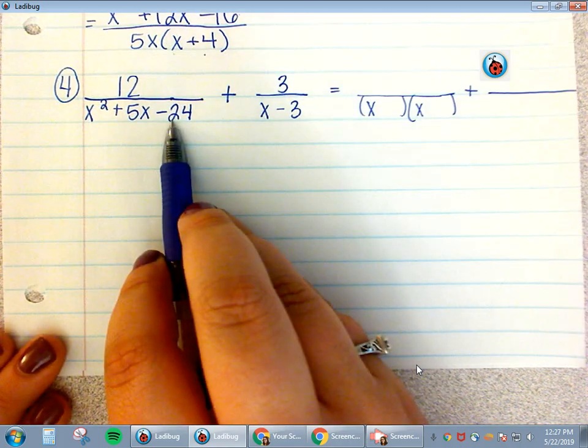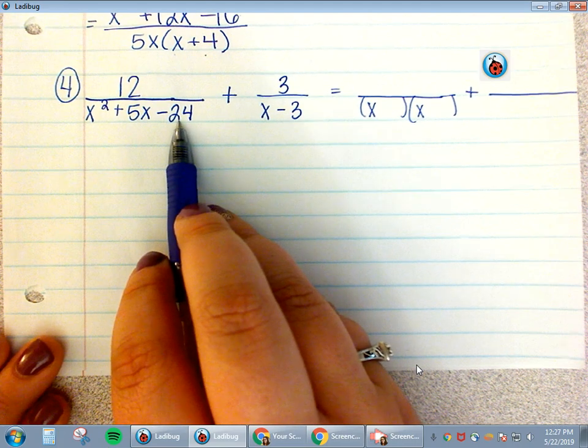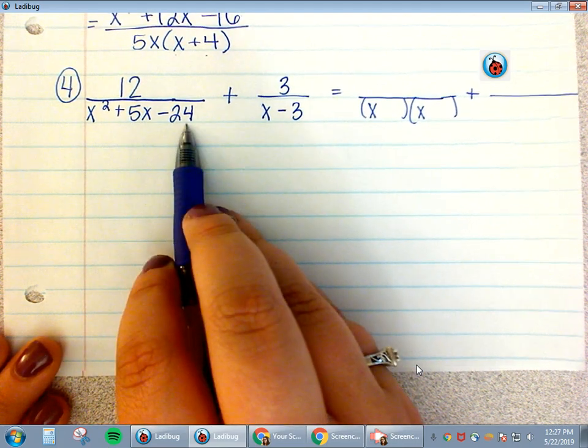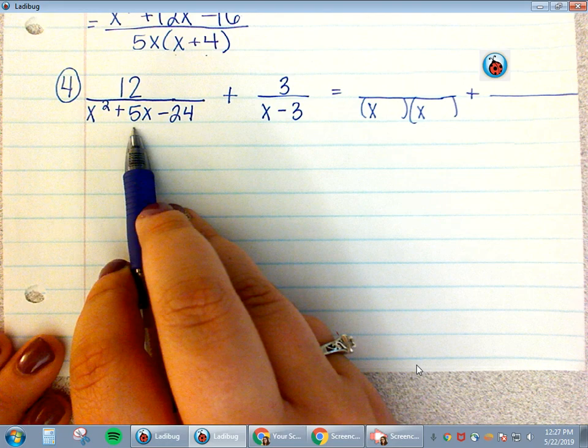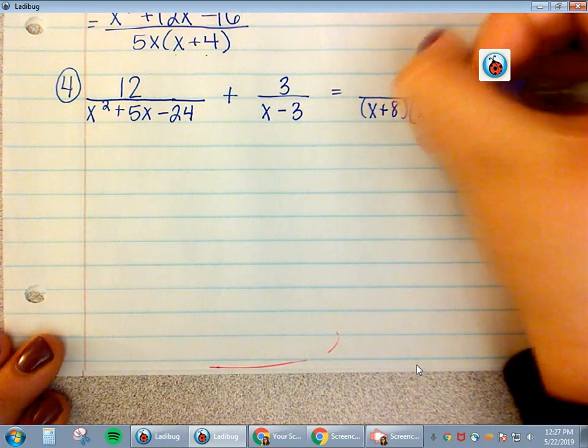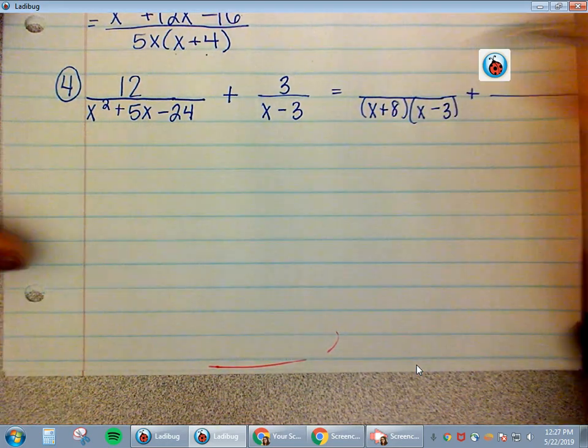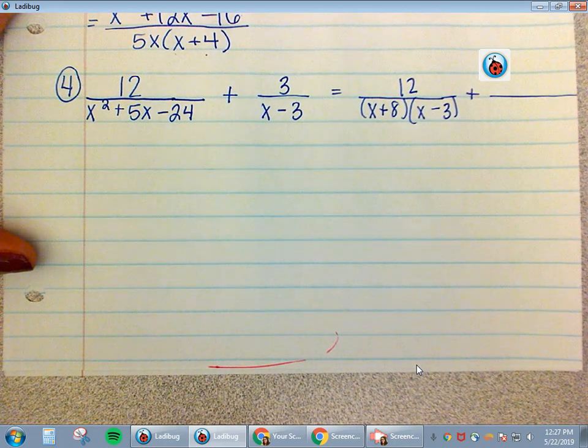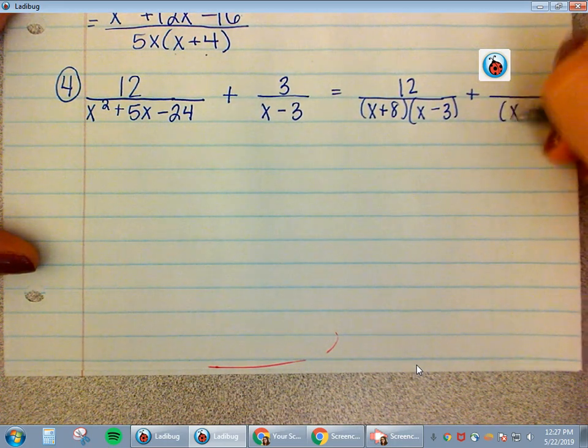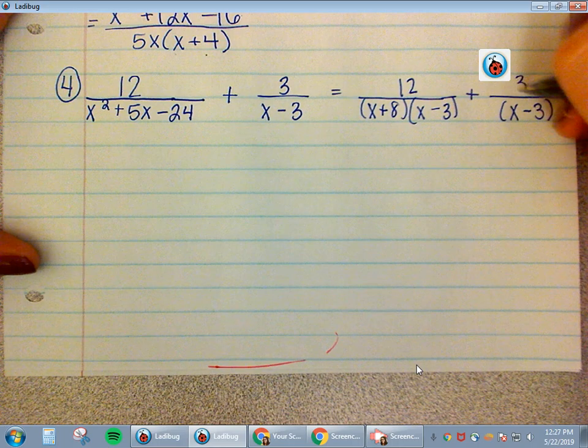So 1 and 24, not 5 apart. 2 and 12, not 5 apart. 3 and 8, those are 5 apart. So 3 and 8, I'll need a positive 8 and a negative 3. And I'll just throw my 12 on top. Over here, I had x minus 3 on the bottom.